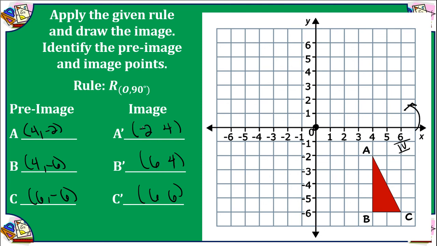And we did need, whoops, that's supposed to be positive. We did need all positive values because we're moving to quadrant 1. So we have 2, 4. So this is A prime. B prime is 6, 4. And C prime is 6, 6. And then here is our triangle.